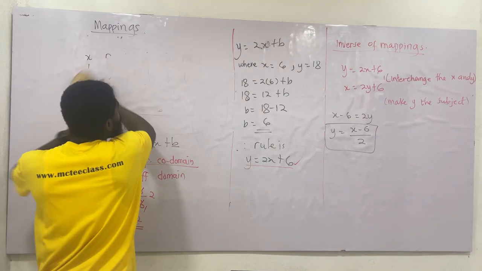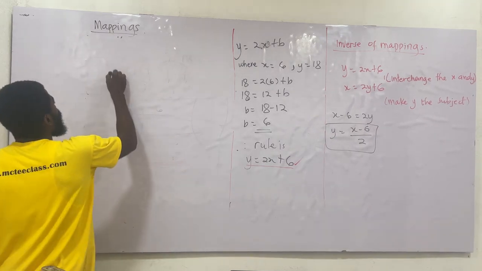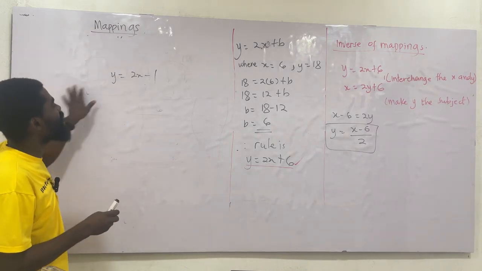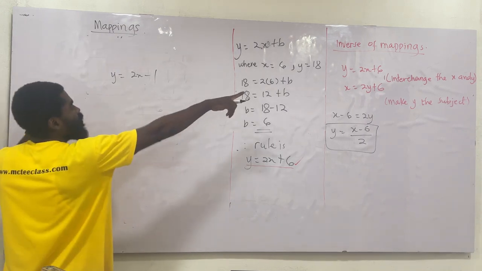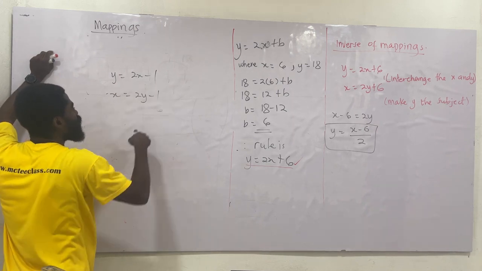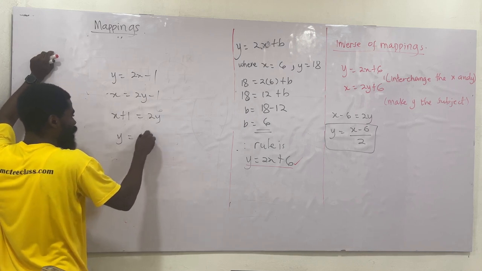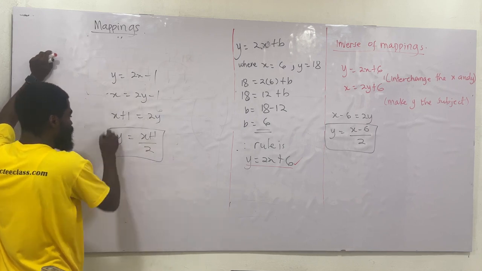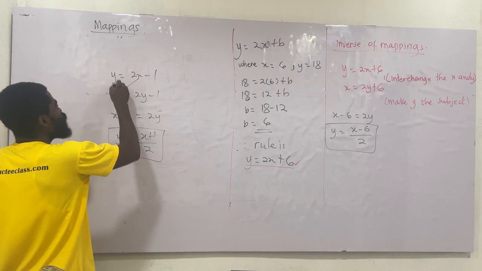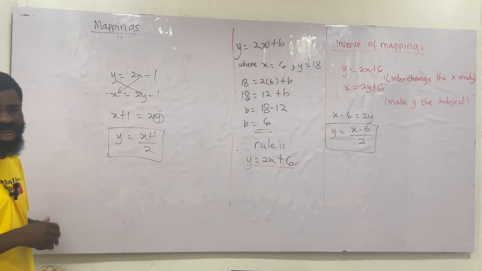Easy. Let me take some rules and let's find the inverse. Say we have a rule: y equals 2x minus 1. We are supposed to find the inverse of this. The first thing is to interchange. So I'll get x equals 2y minus 1. This will cross, I'll get x plus 1 equals 2y. So y should be equal to x plus 1 over 2. This is how to find the inverse. Once you get the rule, then you find the inverse there. What did I do? I interchanged the values of x and y, then made y the subject, and that is my inverse.